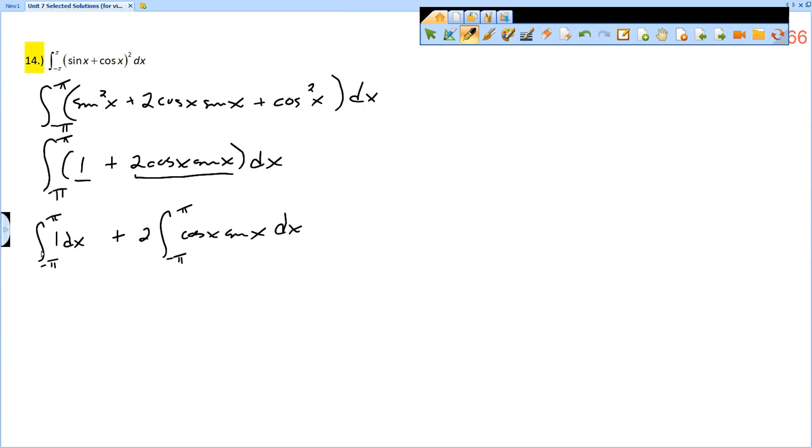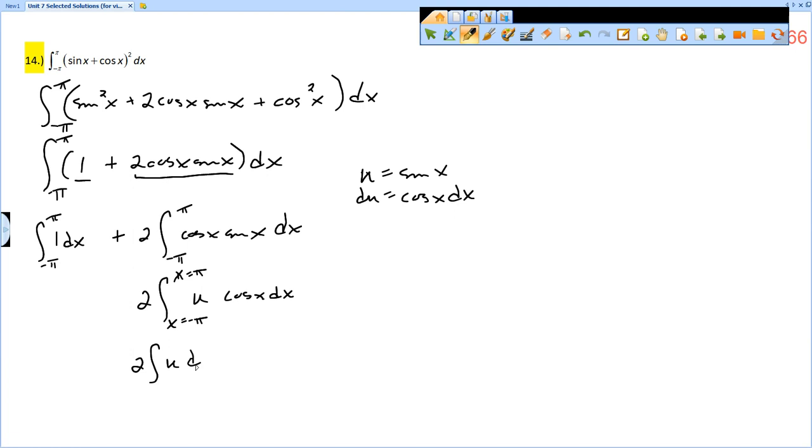All right, so now the first one, that's easy. We can integrate that on our own. But now this one, we're going to need a u substitution. It actually turns out that you can choose either sine or cosine to make this u substitution. So let's choose sine. So du is cosine x dx. And so I get 2 times the integral from x equals negative pi to x equals positive pi. Then I have u, and then I have cosine x dx, but cosine x dx is the du. So this becomes 2 times the integral of u du.